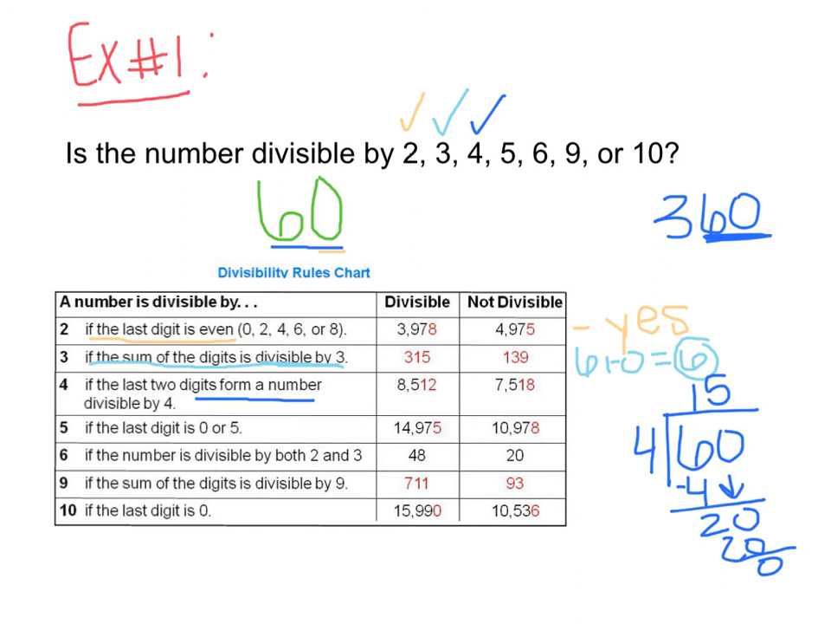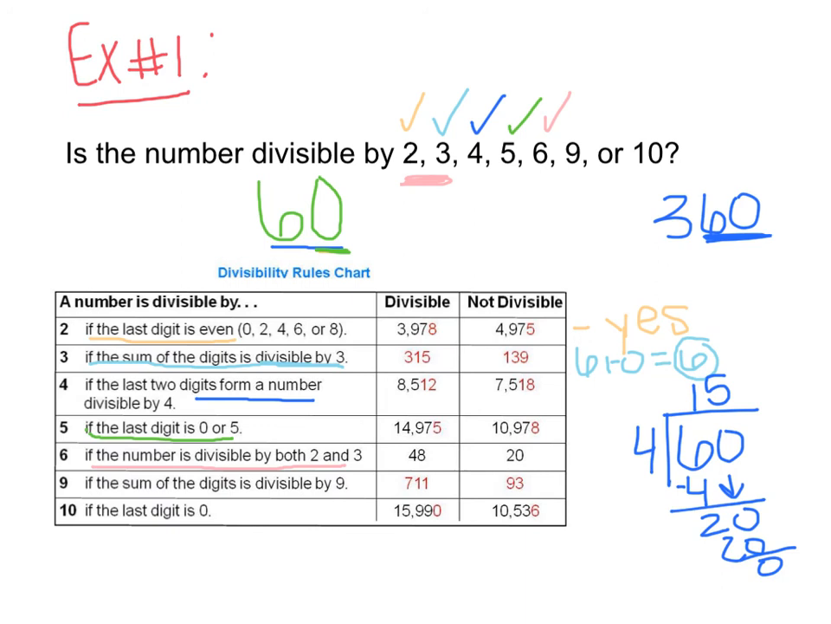And then we go on to 5. It's divisible by 5 if the last digit is 0 or 5. And obviously 60 ends in a 0. So yes, it's divisible by 5. And then we go to 6. If the number is divisible by both 2 and 3. We can just look at what we've already done. We said yes, it was divisible by 2, and yes, it was divisible by 3. So now it's automatically divisible by 6. We know 60 divided by 6 is 10.